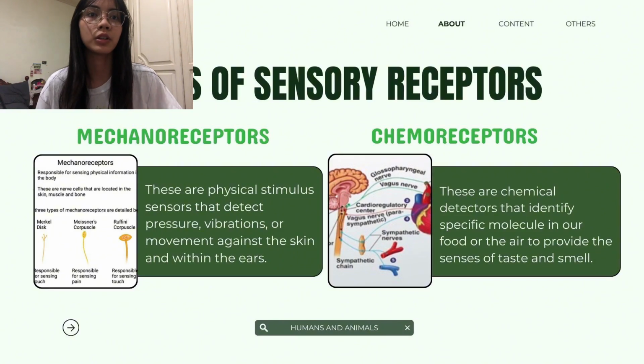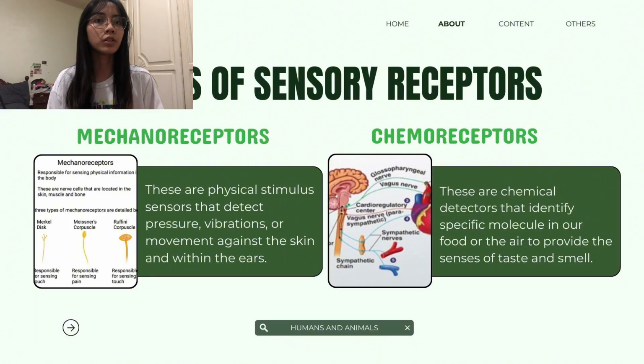So chemoreceptors are very important to our body because chemoreceptors help maintain oxygen levels, carbon dioxide, and pH level in our body. So it also regulates breathing, and it maintains our body control and body movement.